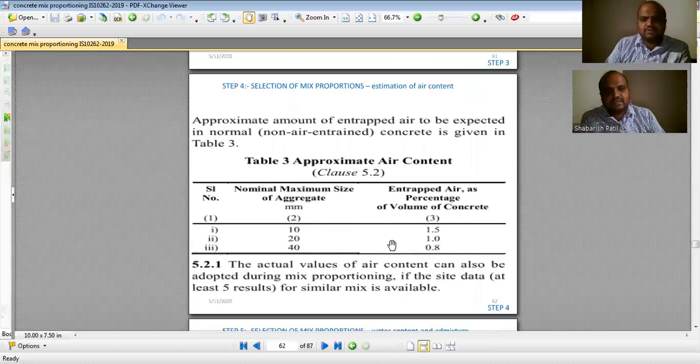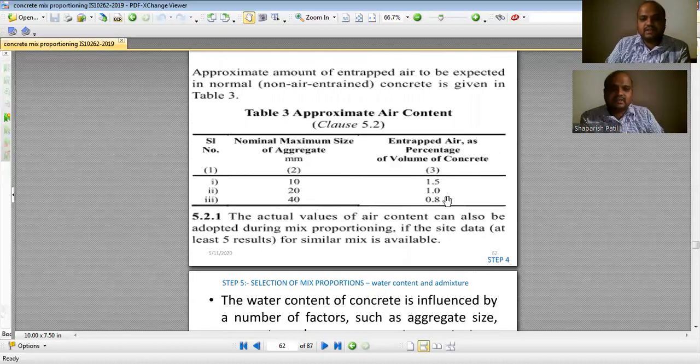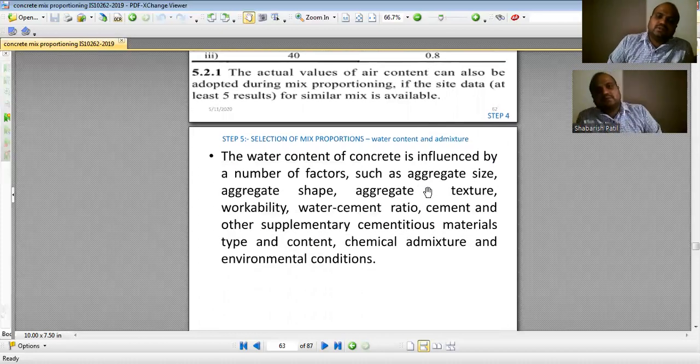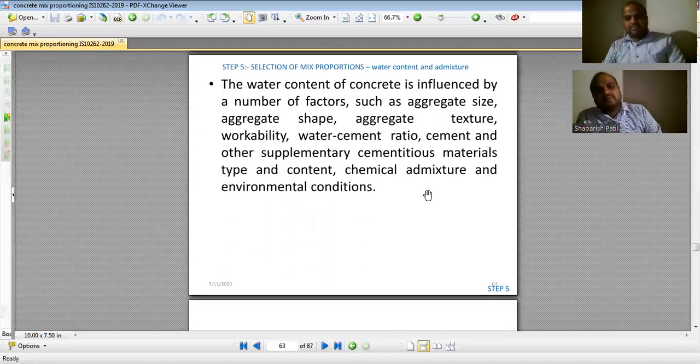That is step 4. We are just supposed to note down the percentage of air content in the concrete, which is based on the size of the aggregate. Okay, this we will use in some calculations later. So once we get the value of this entrapped air, the next step is selection of mix proportions, that is water content and then admixture. In step 3, we have got the water cement ratio. Now it's about calculation of the water content.